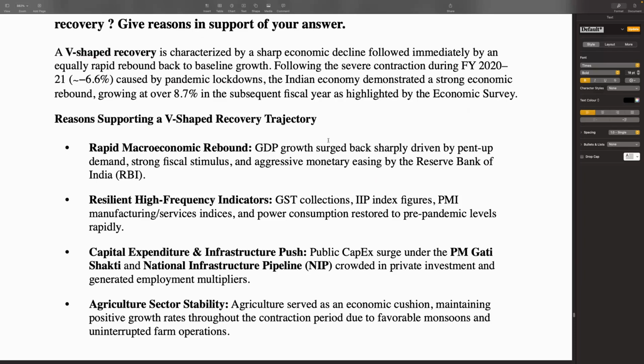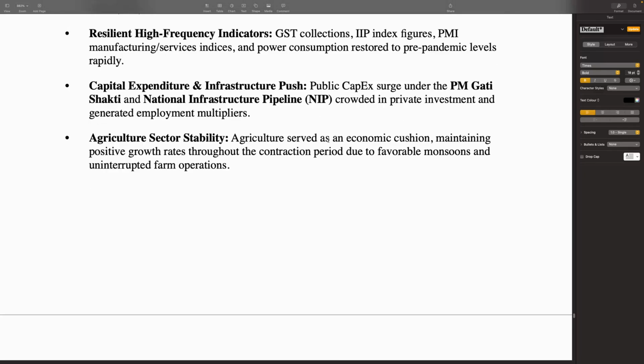Capital expenditure and infrastructure push. Public capex surge under the PM Gati Shakti and National Infrastructure Pipeline crowded in private investment and generated employment multipliers.